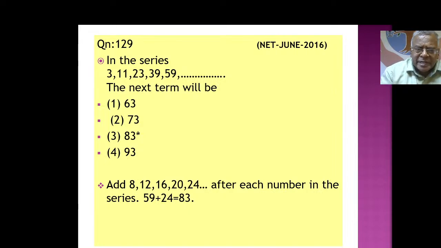So what should be the next number? That is 59 + 24. Are you able to understand? 8, 12, 16, 20, 24 should be there. So 59 + 24, that is 83.